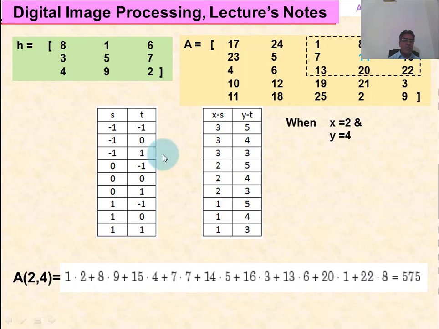How? Because s is minus 1, we put it in, and minus minus will become plus 1. The value of x is 2, 2 plus 1 is equal to 3, it will become 3, and y minus t, the value of t is 1, we will put it here, and 4 minus 1 will become 3. So the 3, 3 location, third row and third column, is 13. 13 will multiply with 6. Here you may see 13 is multiplying with 6. So all the other values will multiply.